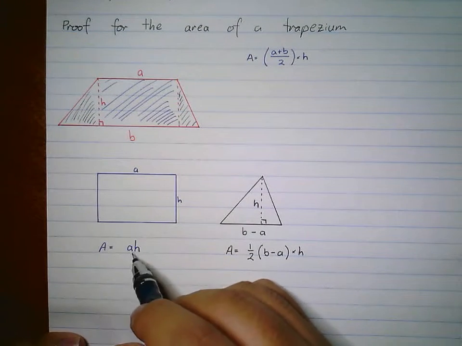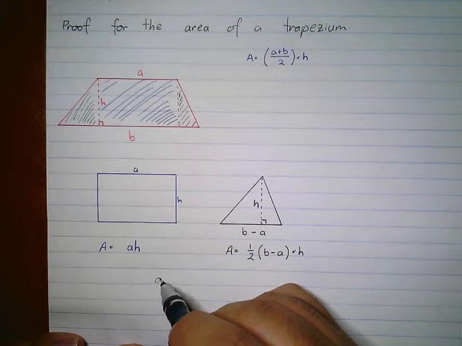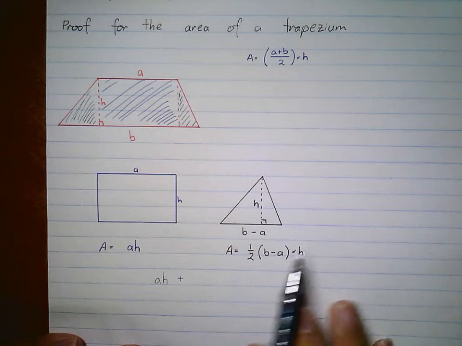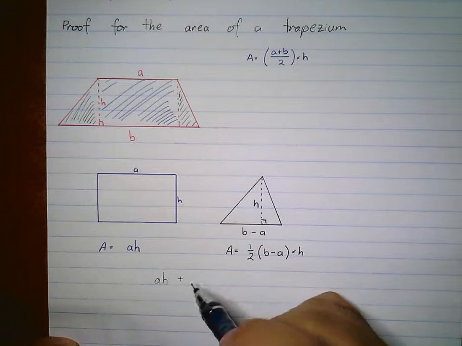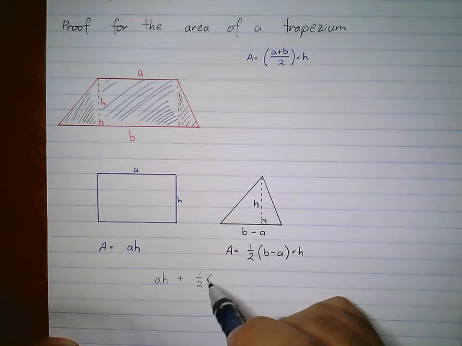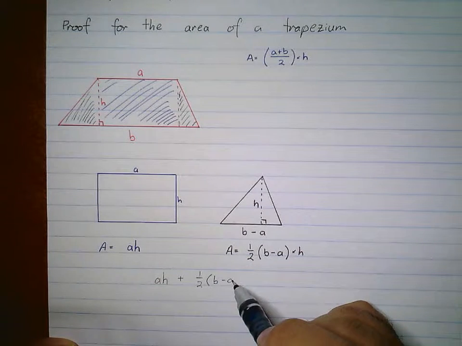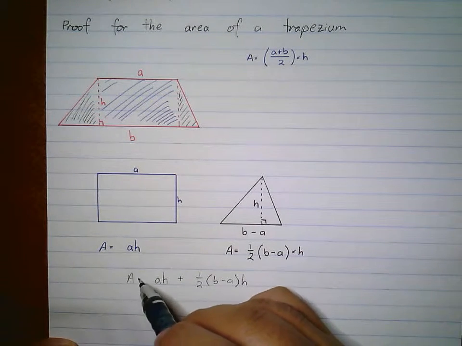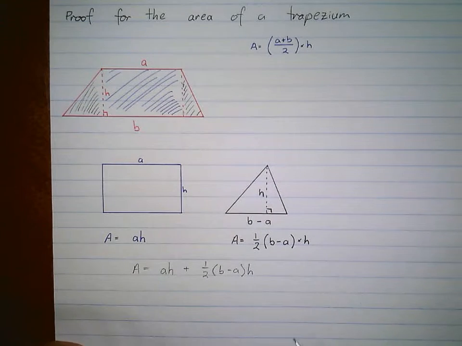And what we do now is add the two areas together. So we're going to add this with this: a h added with half (b minus a) times h. So that is our full area.